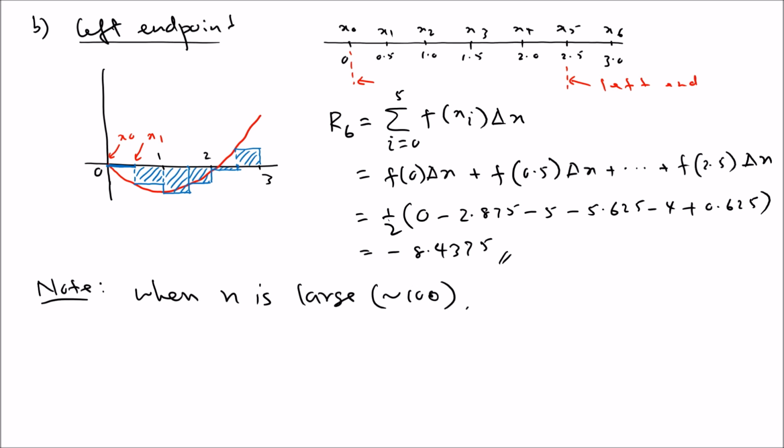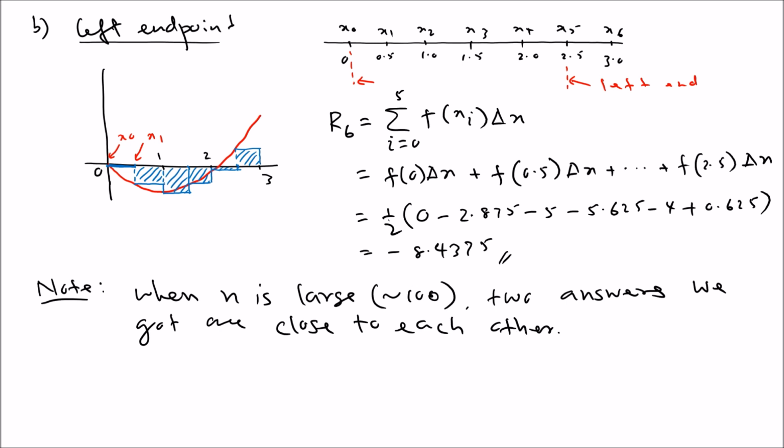Large. Then what happens? The two numbers that we get for the left hand and right hand point get very close to each other. So I'm going to say two numbers, two answers. We got two answers that are close to each other.